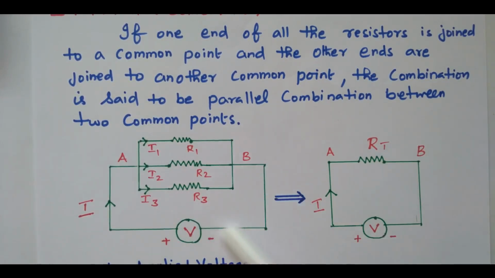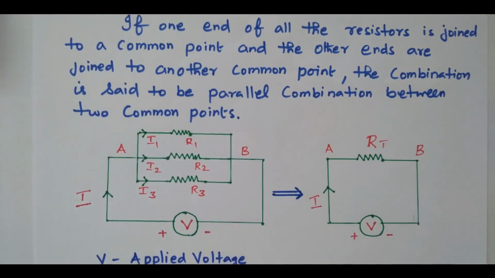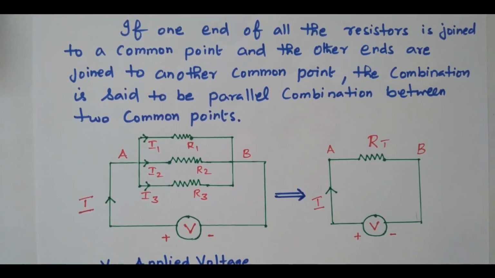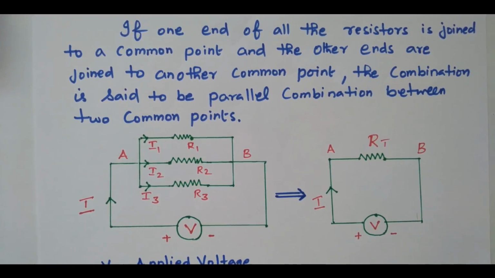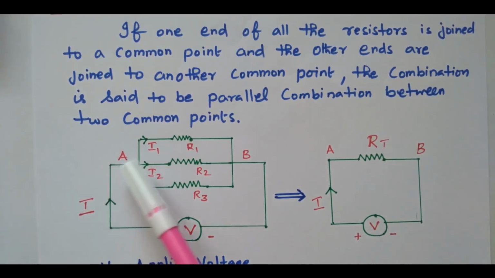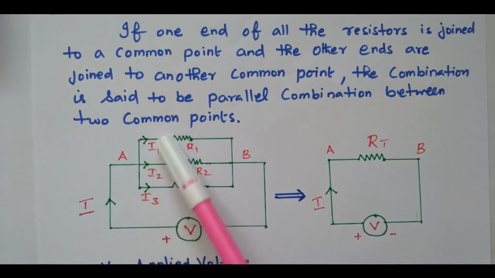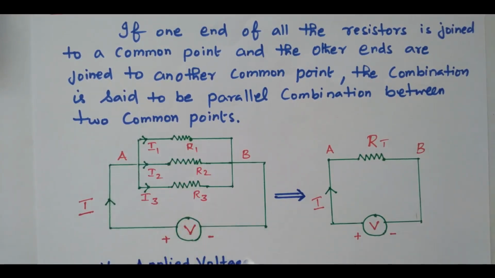It is supplied with the supply voltage V. The total current I is flowing through the circuit. At this point, what will happen? The current will be divided because three different paths are available. So the current will be divided into I1, I2, I3.